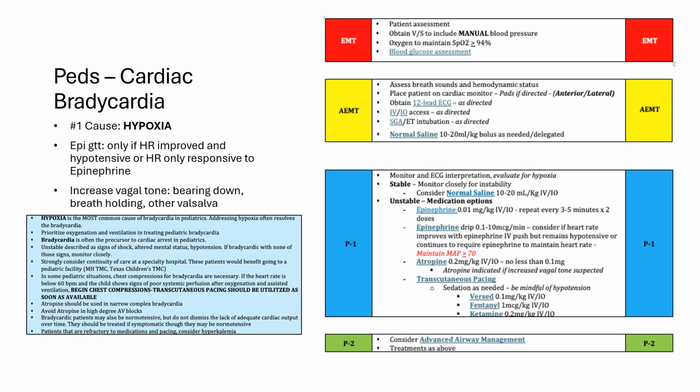Bradycardia. If stable, you can give a bolus if you want. If they're unstable, you have different options. You've got your push for epi, you've got your drip for epi, you've got atropine if increased vagal tone is suspected. And then you've got, obviously, pacing. And just remember, with little kids, if their heart rate is less than 60, start compressions, right?